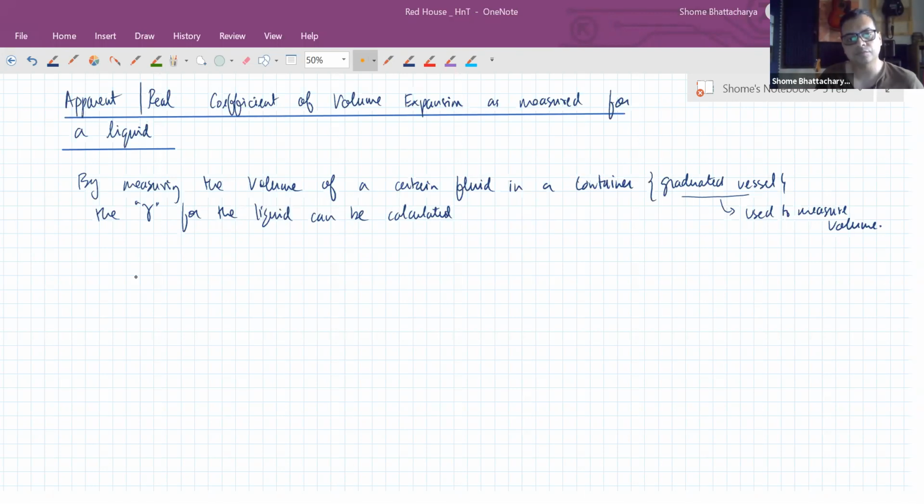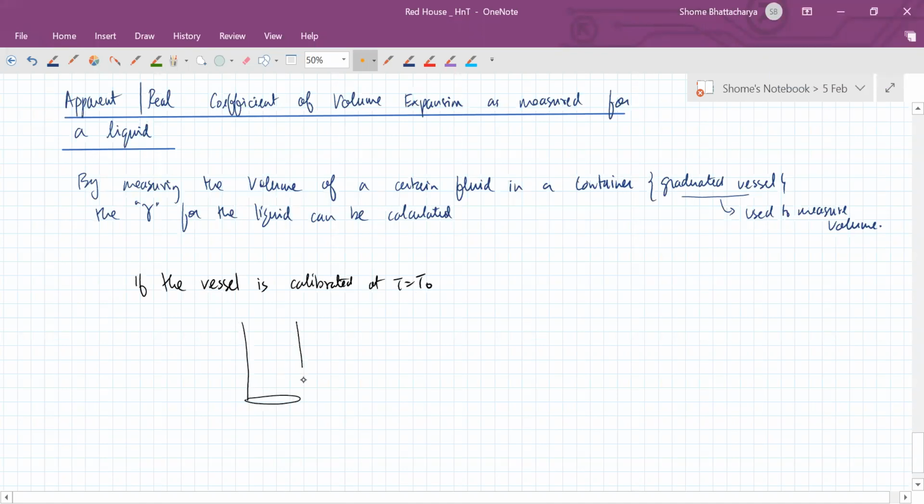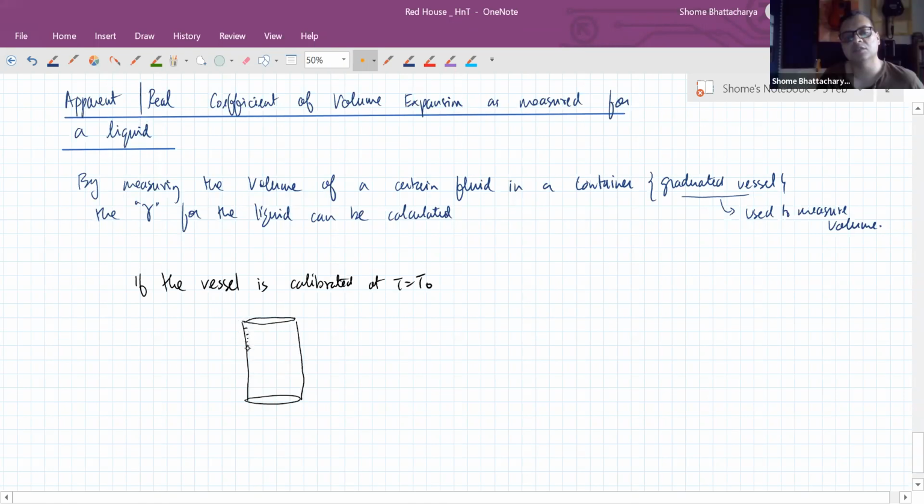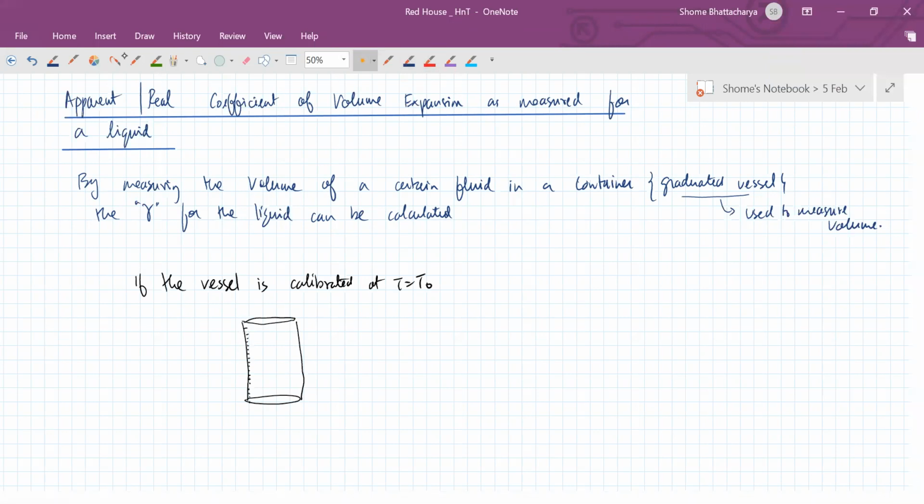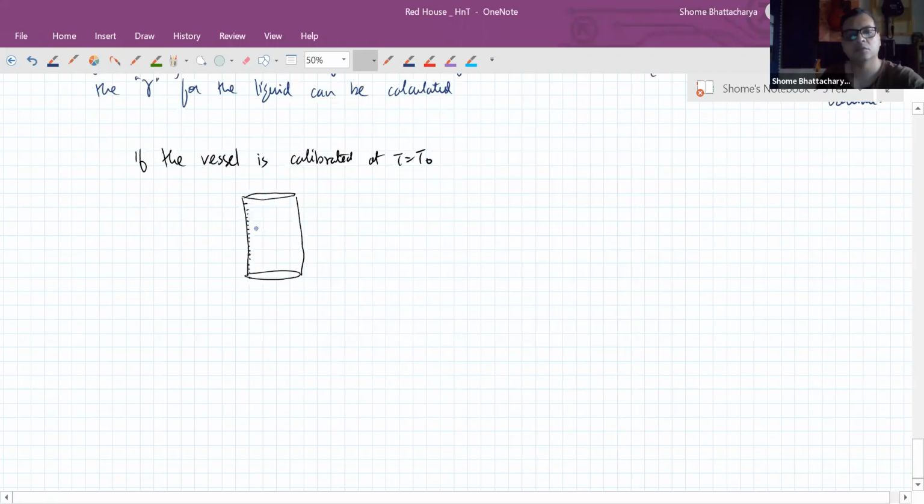So if the vessel is calibrated at T equal to T naught, and a graduated container means it has the volume markings on the side, and the volume of liquid measures to be a certain value, so V is equal to V naught for the fluid in the container at T equal to T naught.